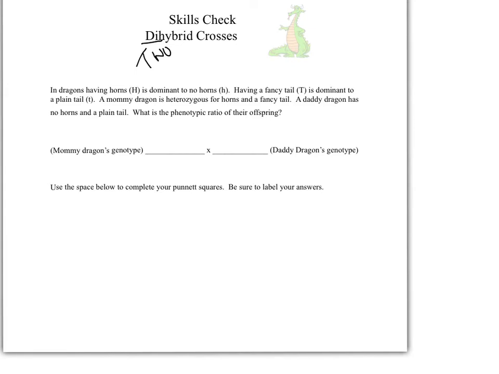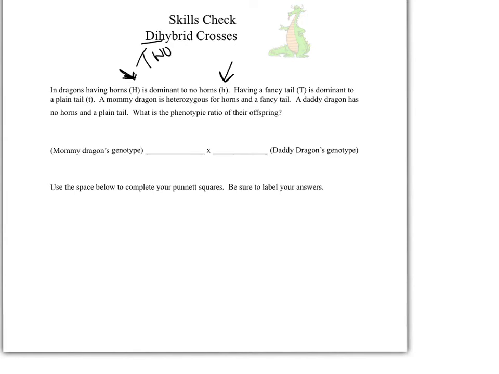So here we're going to give an example. We're saying that dragons are going to have horns, and if you have horns, it means that you have at least one big H. Okay, so if you have one big H, that means that you have horns. And the only way that you do not have horns is if you have two little h's. Okay, so two little h's means that you have no horns. So that's the big H is dominant and the little h is recessive.